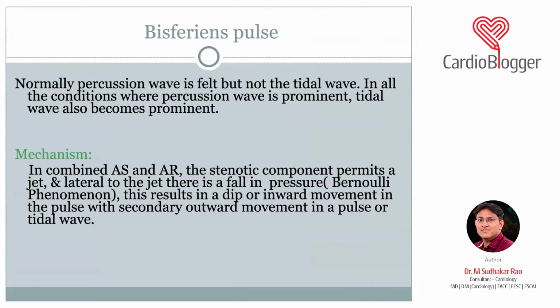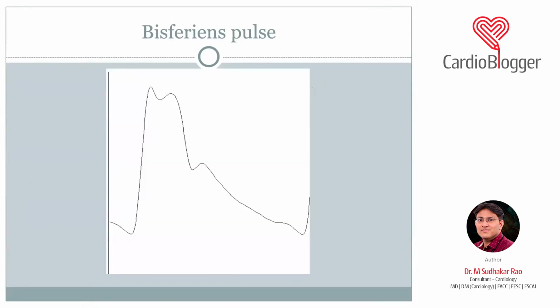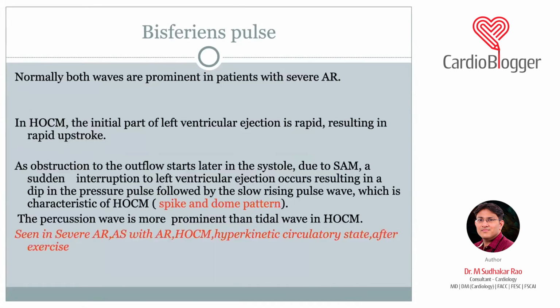So AS-AR produces this finding, and that is why it produces a bisferiens pulse. I think if you remember the mechanism of bisferiens in HCM and AR, it is more than enough, and this is what I have already discussed. So spike and dome is seen in HCM.